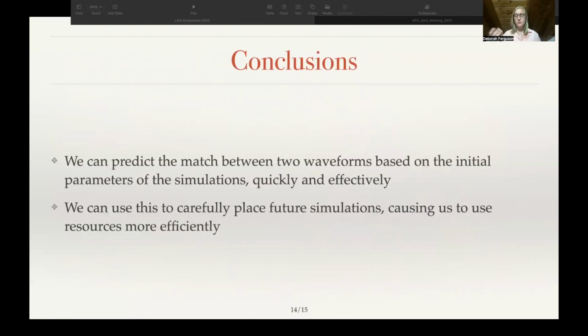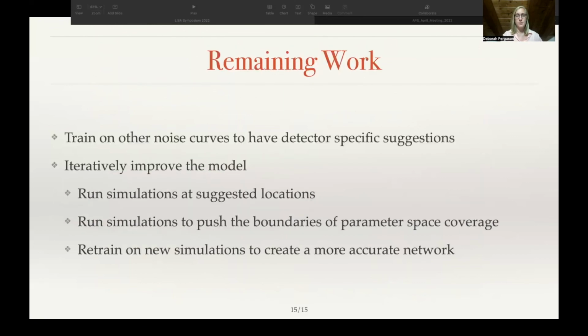So in conclusion, we are able to predict the match between two waveforms based on the initial parameters of the simulation quickly and effectively. And we can use this to carefully place future simulations. And this will allow us to use our resources more efficiently and prepare the dense bank of numerical relativity simulations that we would like for future detectors.